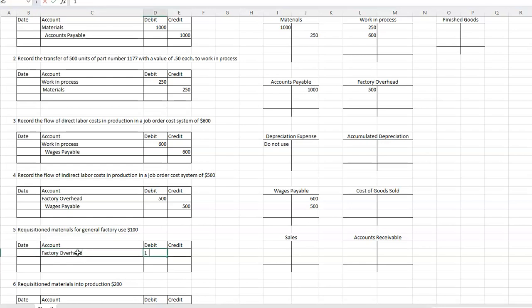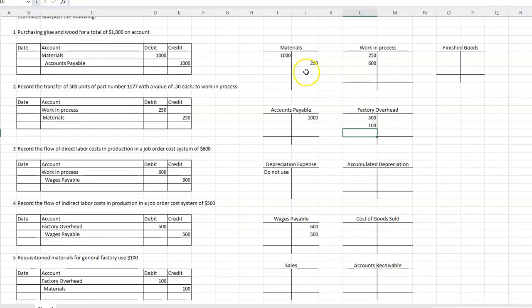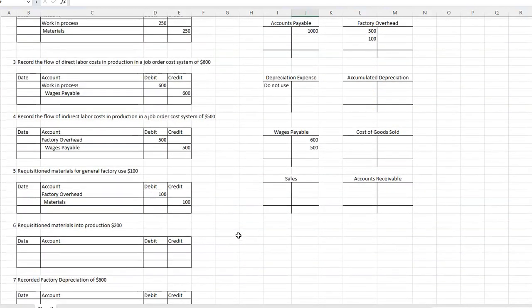So that would be $100. And we're taking it out of raw materials, and we call that materials for $100. So let's debit factory overhead for $100. And then we will credit materials for $100. So you can see that we're just using up some of those raw materials and we put it into factory overhead.